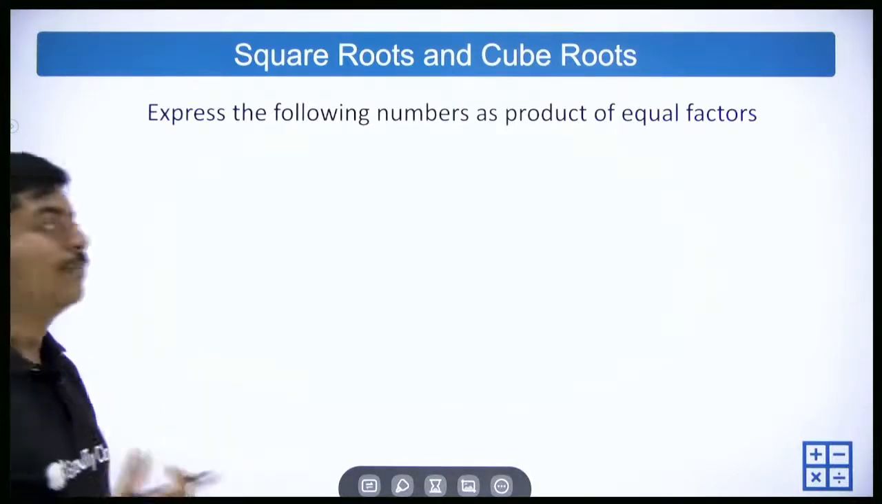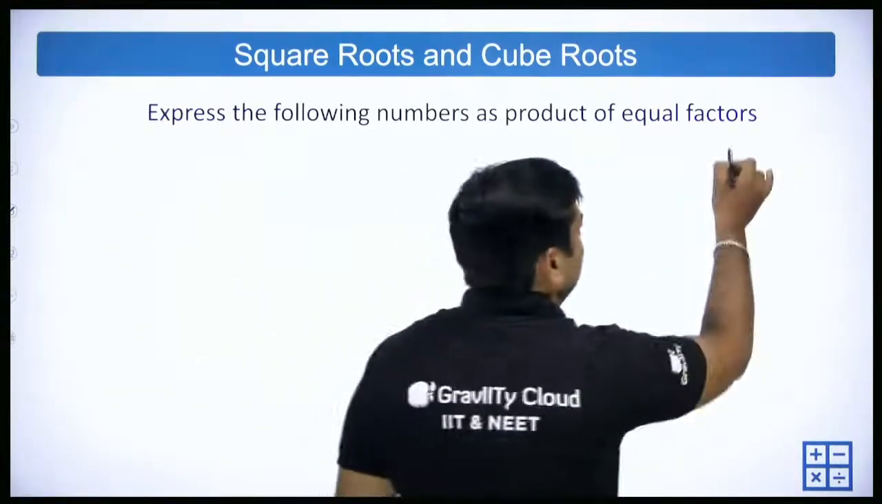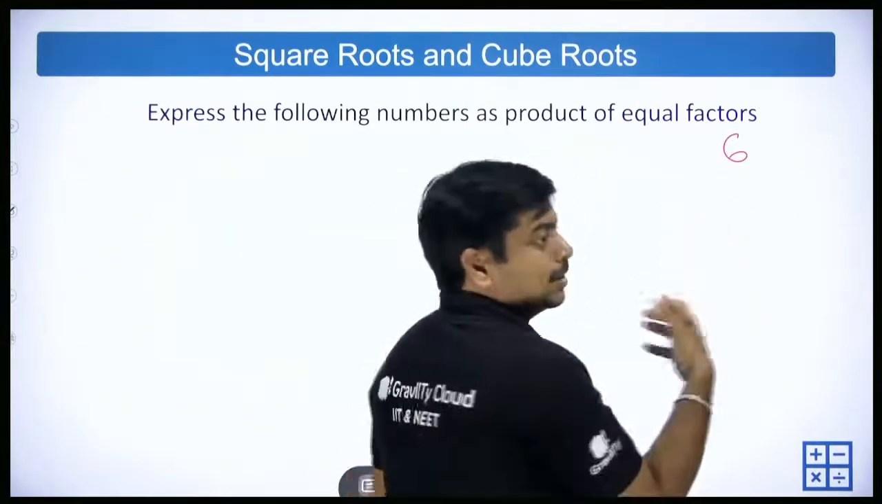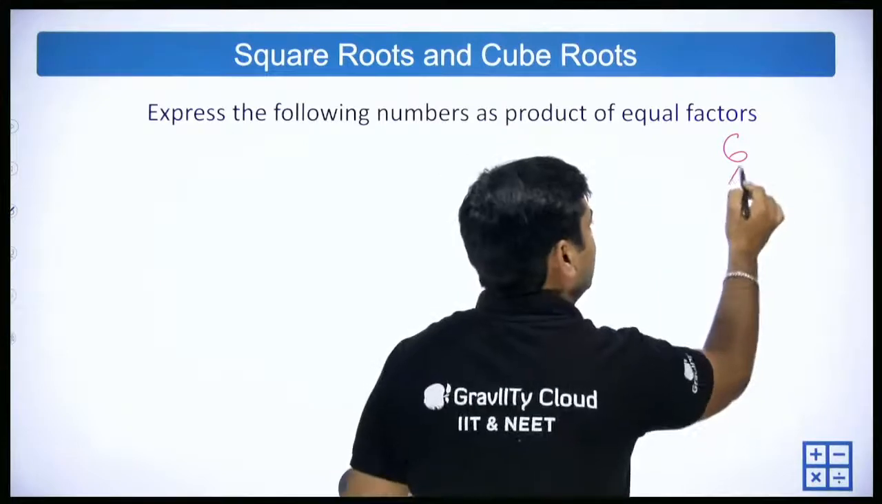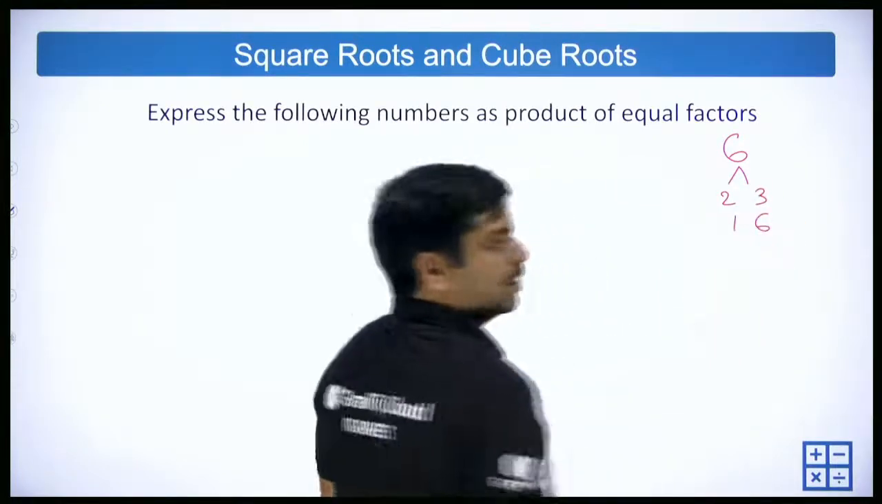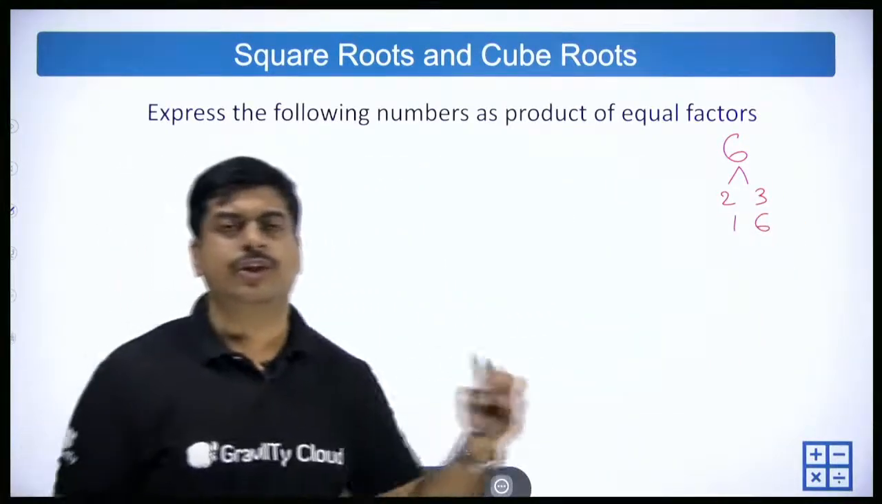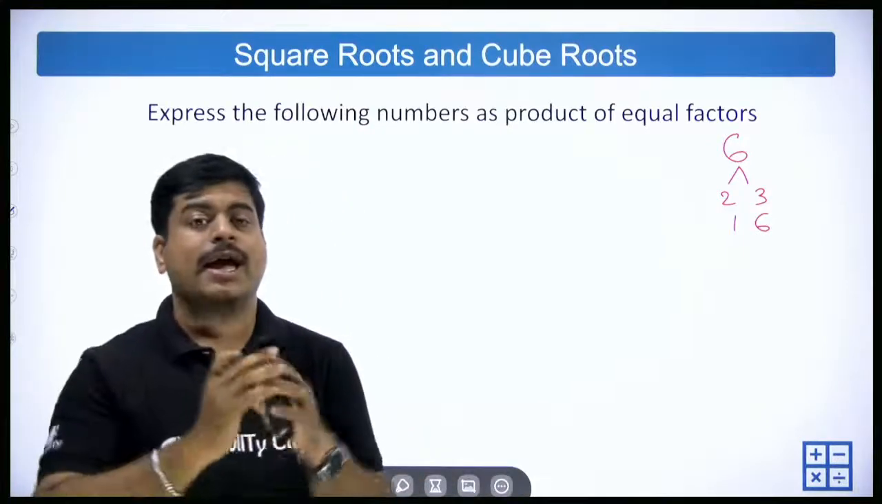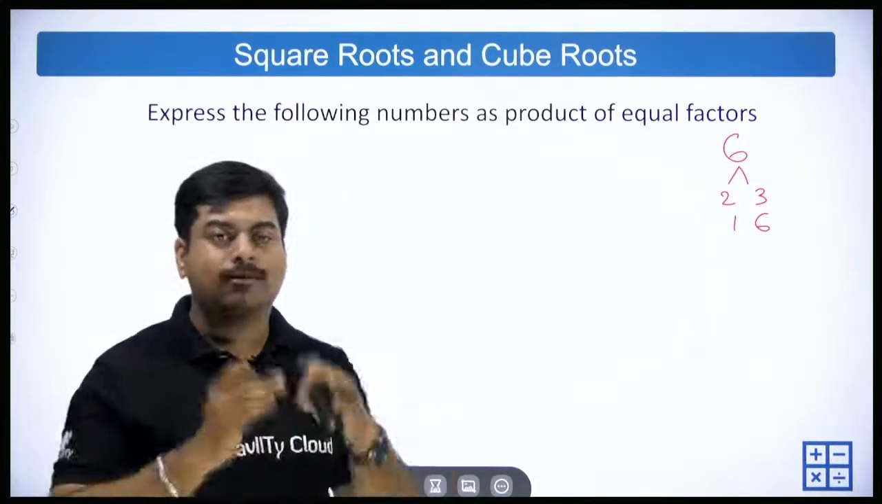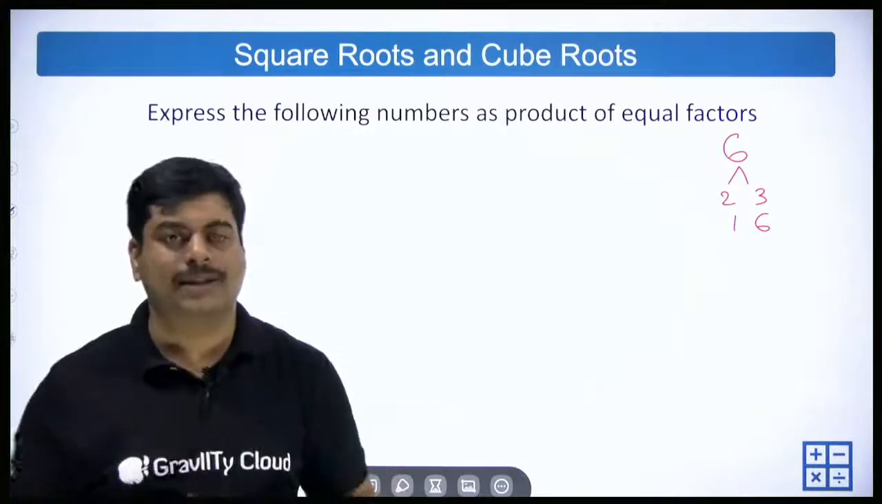Product of equal factors. That means if, let's say, you have a number 6, and you need to express that as a product of factors, we can write that as 2 into 3 or 1 into 6, right? 1 into 6, 6 into 1, 2 into 3, 3 into 1. So all these are expressing the same number in terms of its factors, a product of factors.